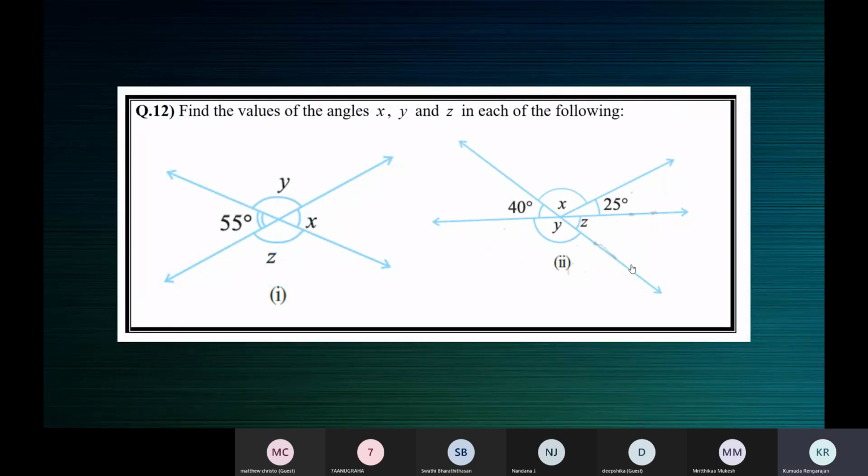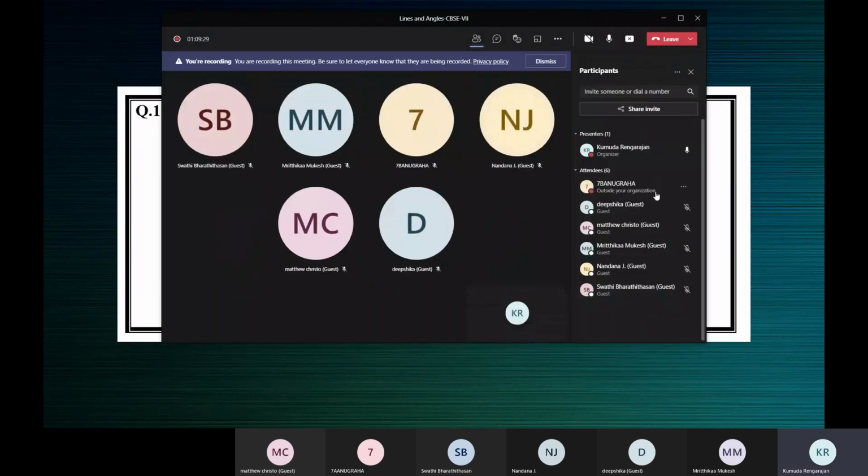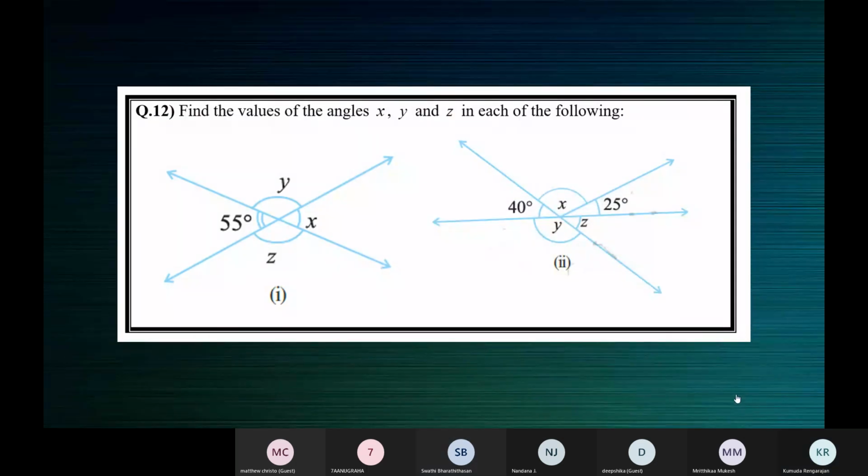Children, just give me a minute. Try this one. I'll get back to you. Yes, ma'am. Yeah, please try this. I'll take you to the earlier slide, the one which I just showed. I'll just get back. Please try this. Draw these figures in your book and find the values of x, y, and z.